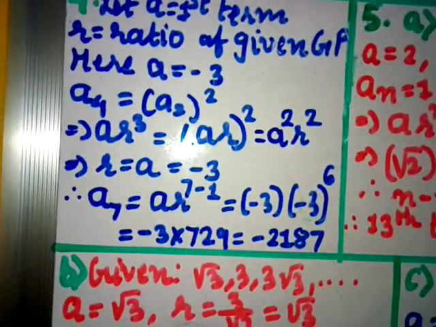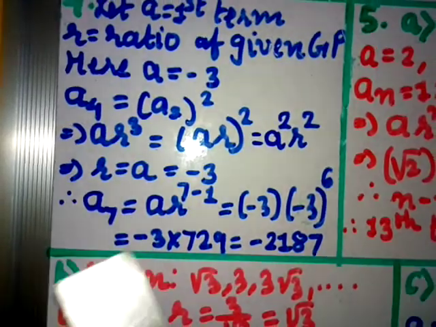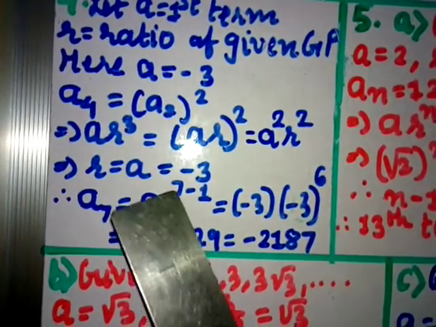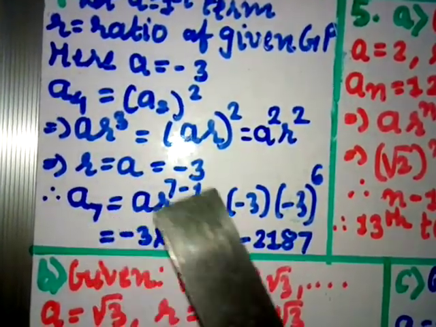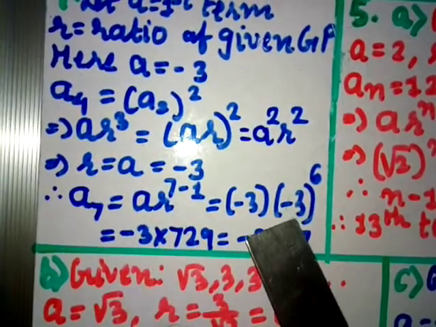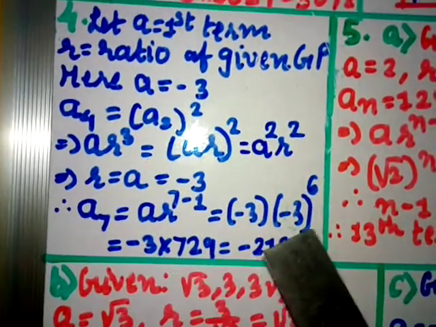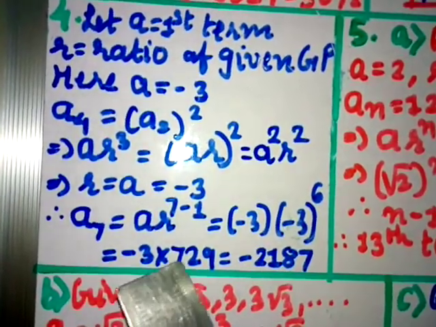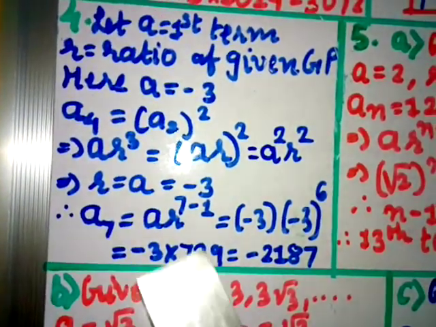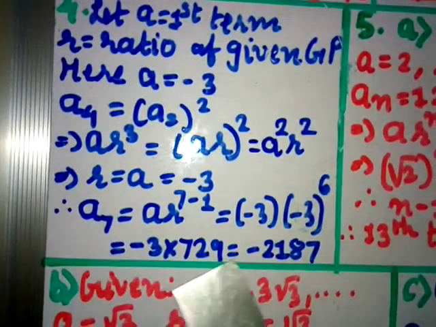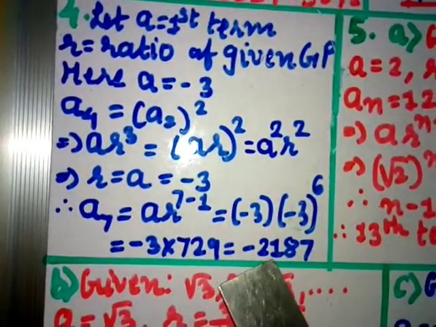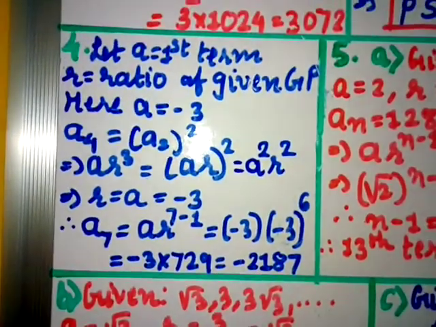Now we have to find the seventh term, so A7 equals, the formula is A R^(n-1), that is 7 minus 1, equal to A is -3 and R also is -3, and 7 minus 1 is 6. So -3 as it is into (-3)^6 will give you 729. It will be a positive number. If you multiply together, -3 into 729 will give you -2187.